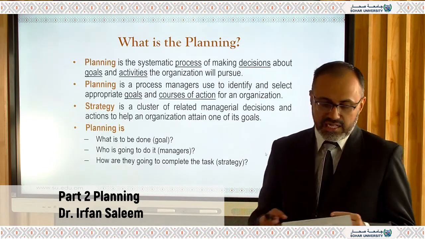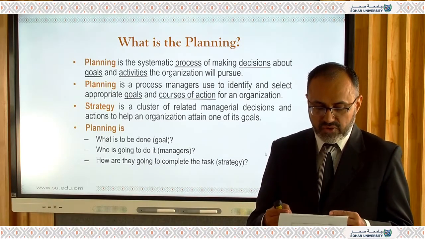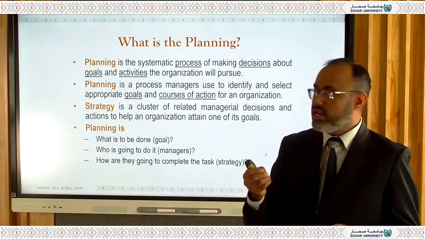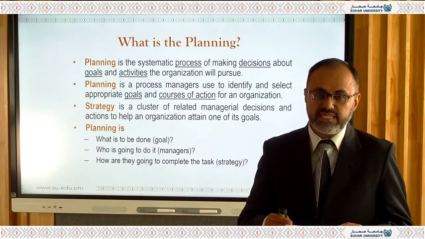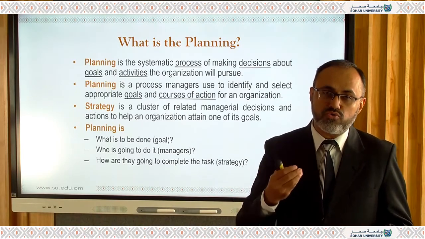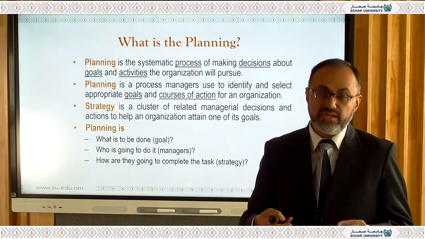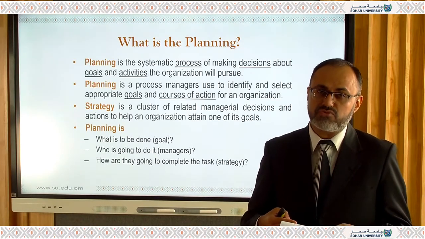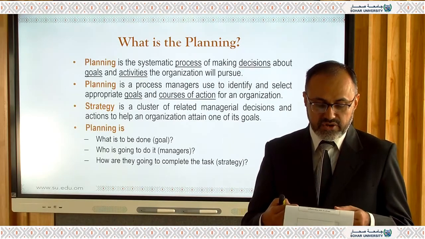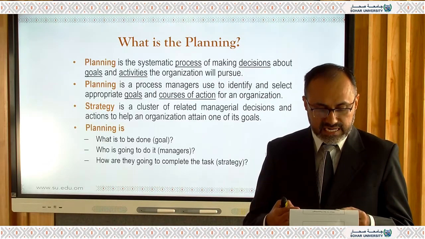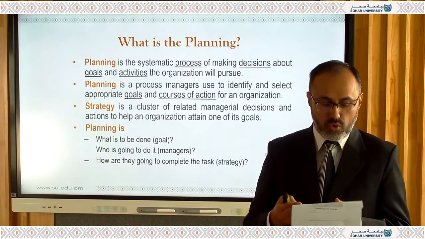So planning is also a process managers use to identify and select the appropriate goals and courses of action of an organization. Now with the planning, you have the strategy. Actually, strategy is the how to do. Plan is what to do, what you want to do, what you want to achieve. Now if you ask a simple question about strategy, how you will achieve it, how to do. So strategy is a cluster of related managerial decisions and actions to help an organization attain one of its goals.